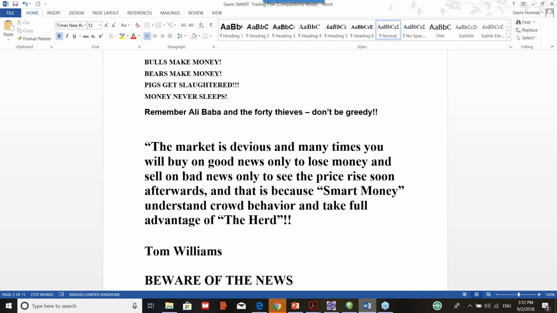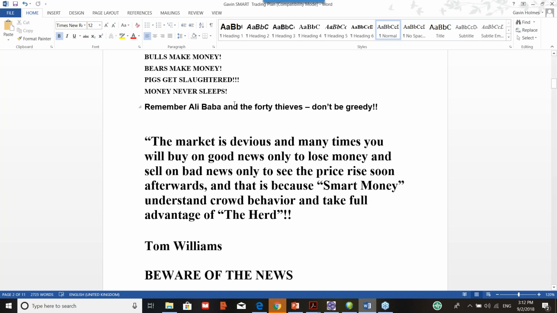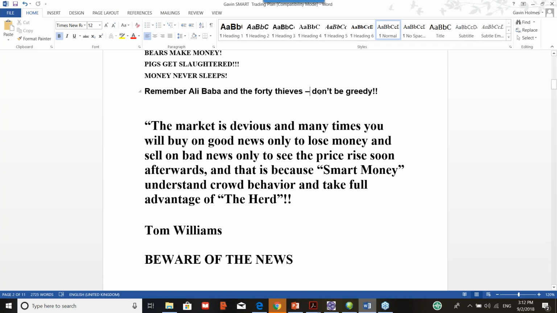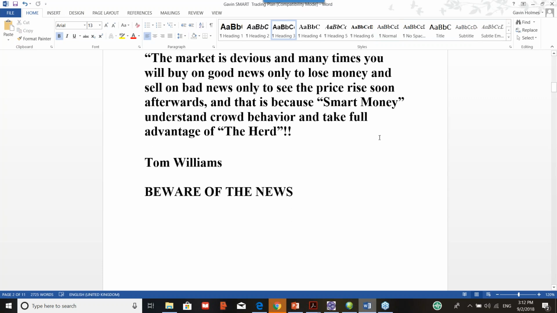Actually, it wasn't Warren Buffett. No, Gary. It was Gordon Gekko in the wonderful film Wall Street. And I've got this little story. I'm not going to tell it, I told it yesterday. But Alibaba and the 40 Thieves. This is the biggest lesson. Don't be greedy. There's plenty of money to be made every single day if you're not too greedy. The people that struggle are the people that are too greedy and jump in too quickly.